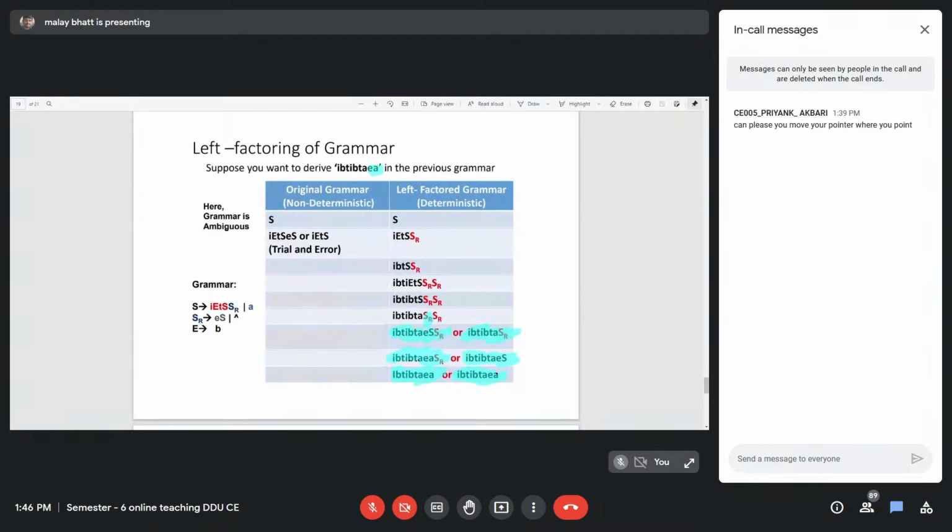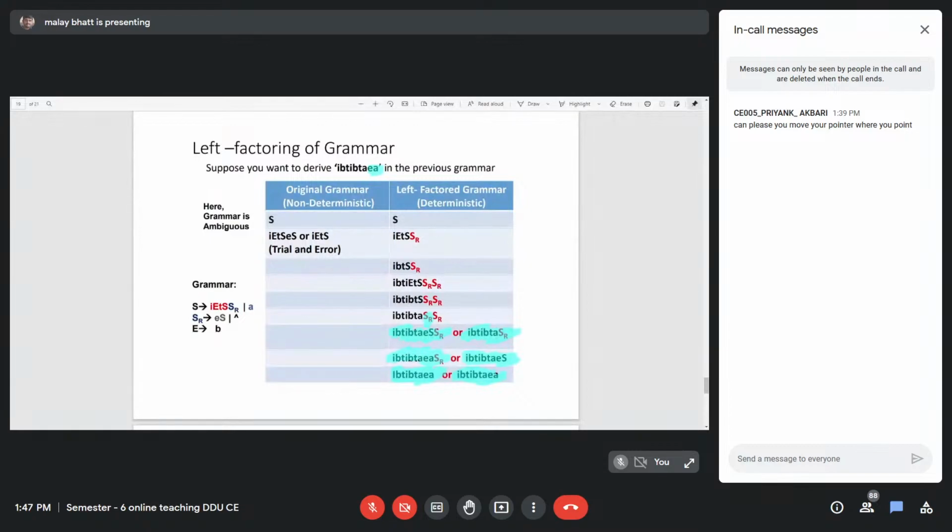Now from S, we have IETS and SR because we have only one option. So we have achieved I. Now the leftmost non-terminal is E. We'll replace E with B, and we get I, B, T, S, and SR. Comparing with the required string, we have achieved the first IBT. Next we want I, so again we select the non-terminal S and replace it with IETS SR.